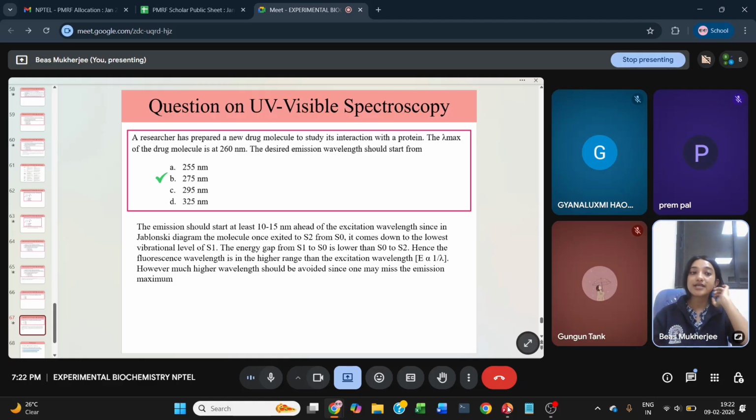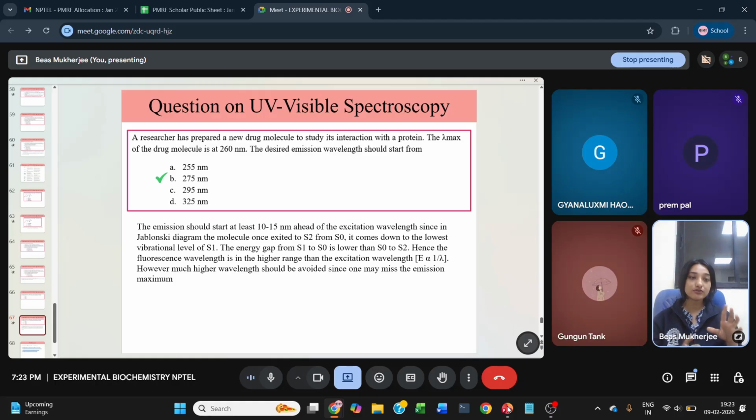The emission should start at least 10 to 15 nanometer ahead of the excitation spectra, since in the Jablonski diagram the molecule, once excited to S2 from S0, comes down to the lowest vibrational level of S1. The energy gap from S1 to S0 is lower than that of S0 to S2. Hence, the fluorescence wavelength is higher than that of the excitation wavelength. However, a much higher wavelength should be avoided since one may miss the emission spectra.